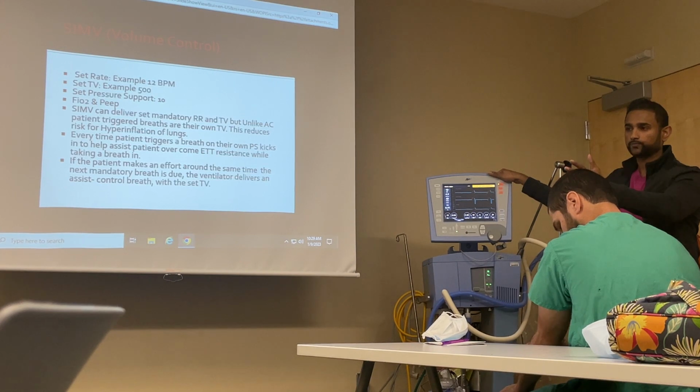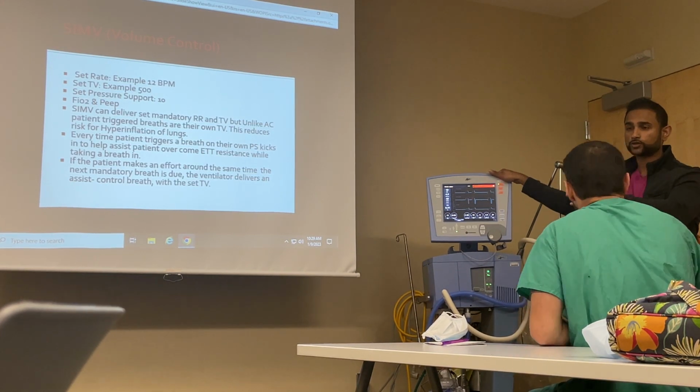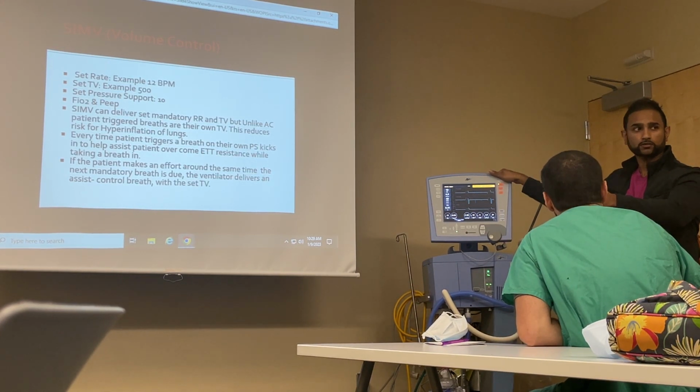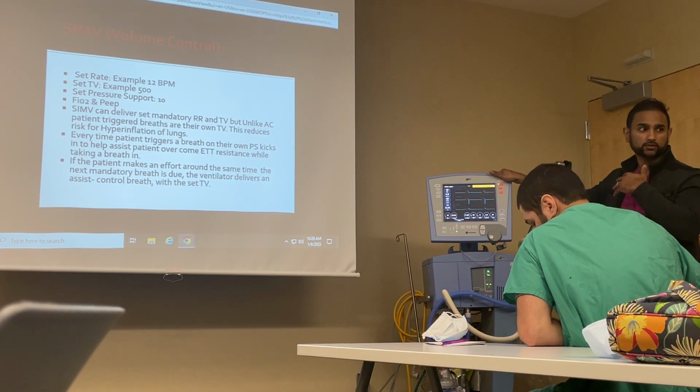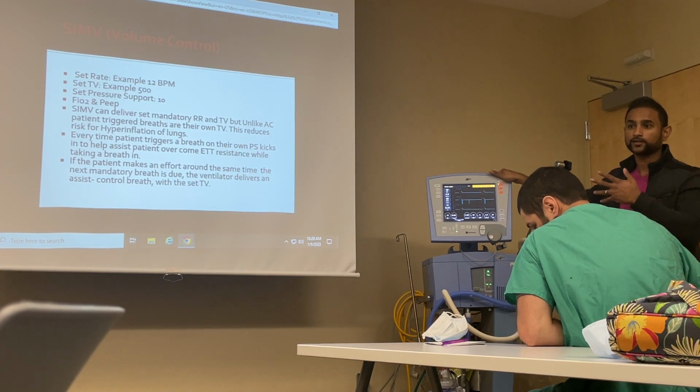No questions asked. But let's say Kristen finally is waking up, her surgery's over. Now Kristen says, oh man, I want to trigger my own breath, but I don't want that 500 cc tidal volume that the ventilator programmed. I don't want that much. I just want 200. That's the beauty of this mode.